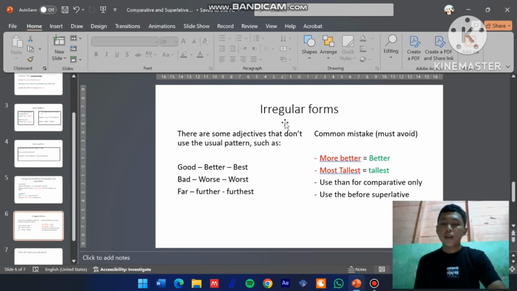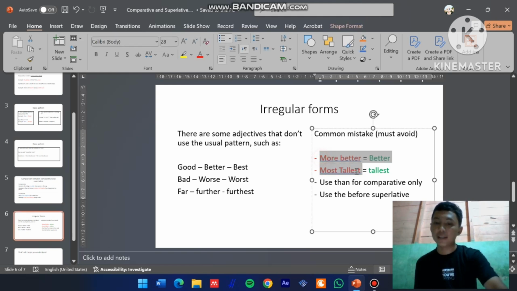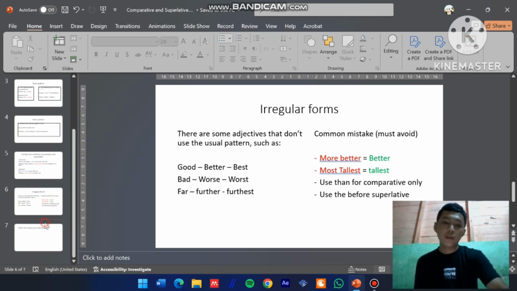Okay, next. These are irregular forms. These are exceptions for some adjectives that don't use the usual pattern, such as good, better, best; bad, worse, worst; far, further, furthest. So you don't make it good, gooder, goodest. It's not like that. This is the common mistake, so avoid that. Use than for comparative only, and use the before superlative.